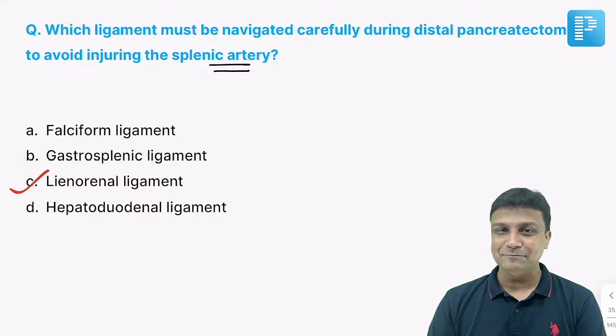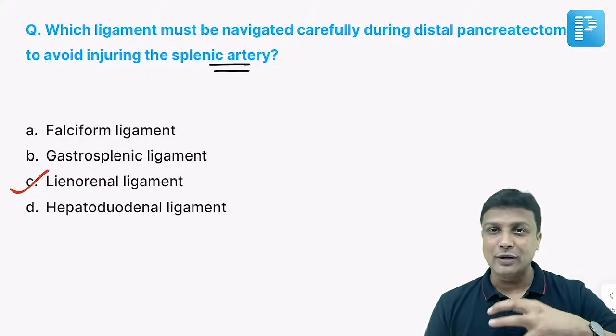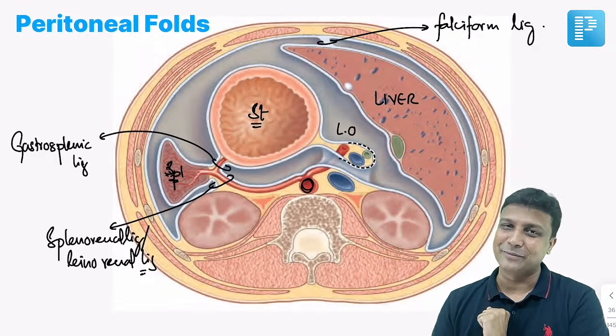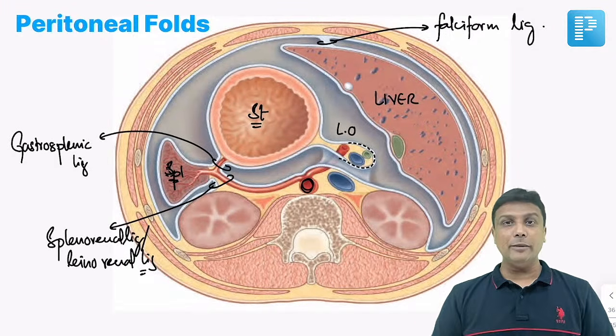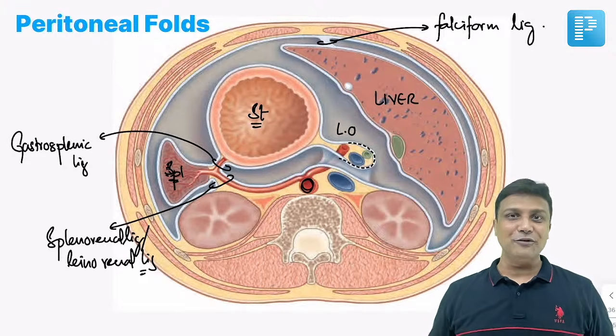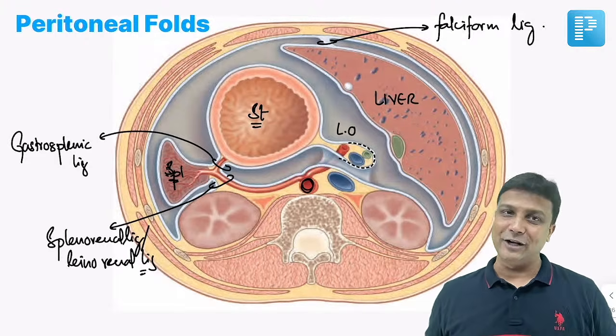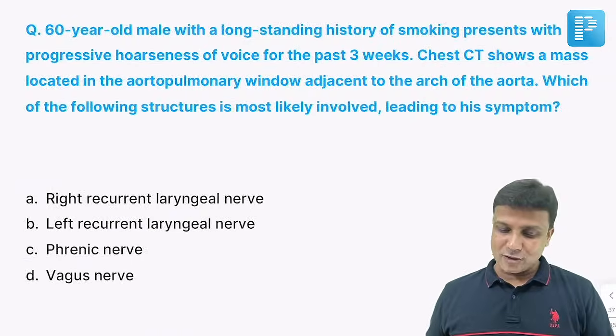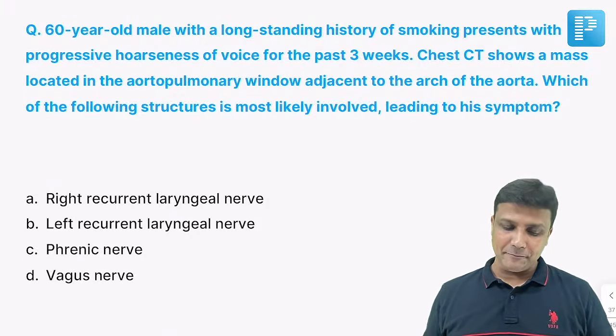Are you understanding me? So the splenorenal or lienorenal ligament is having the splenic artery, crystal clearly you can see in our diagram here. And we have discussed all the peritoneal folds, the rotation of gut, everything in detail in our videos there. So you can go and watch there. Perfect. Now, once you are done with this one, let us go ahead with the next concept here.